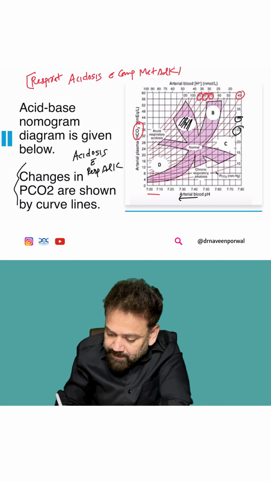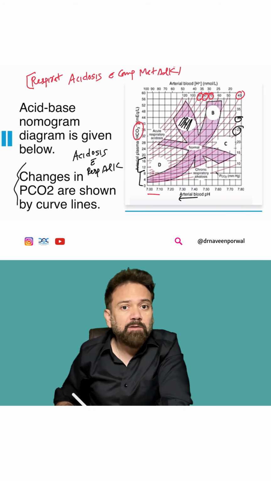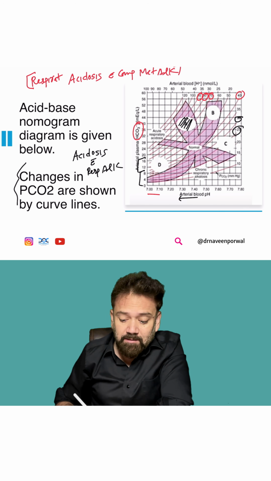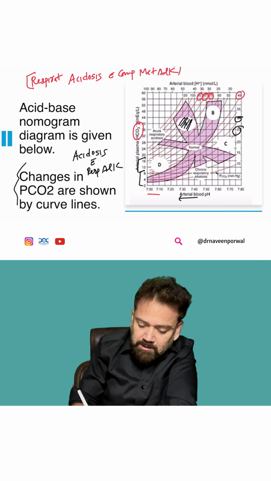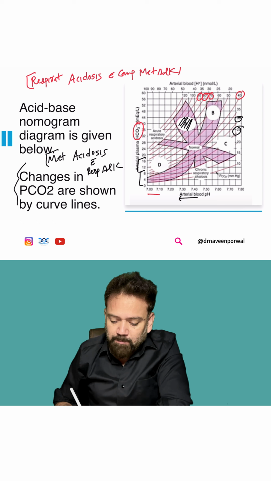But bicarbonate is only 8 to 4, 16 to 12, and normal is 24. So bicarbonate is very less. So acidosis, which acidosis? Metabolic. Metabolic acidosis with compensatory respiratory alkalosis.